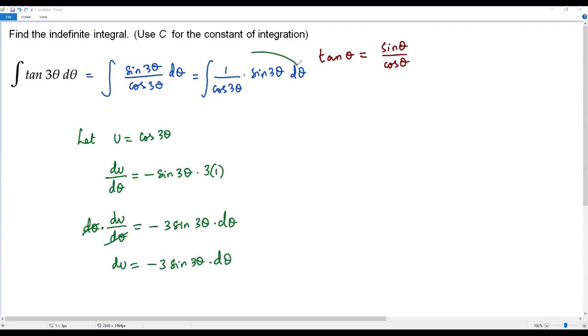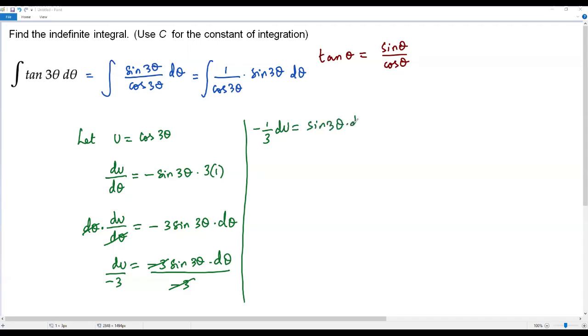Okay, here when I look at the given integration, I have sine 3 theta d theta. So here also we have sine 3 theta d theta. But apart from that, there is negative 3 multiplied over here. So I have to get rid of this negative 3. For that, I have to divide both sides by negative 3. Let me do it. Then this negative 3 will cancel out. Let me continue. This du over negative 3 can be written as negative 1/3 times du. On the right side, we have sine 3 theta times d theta.